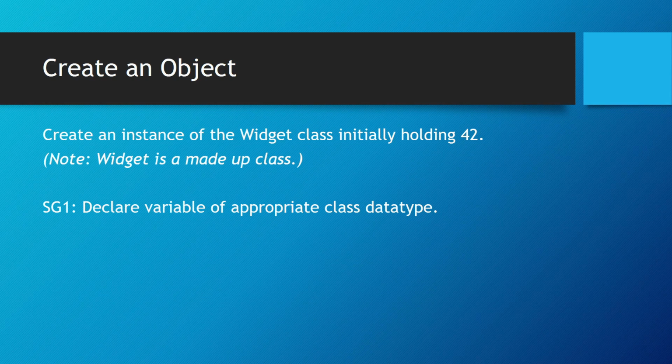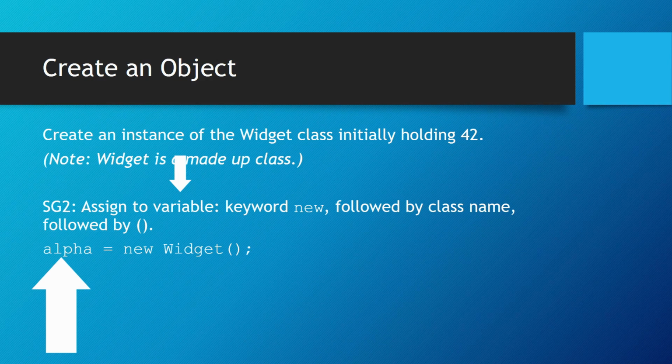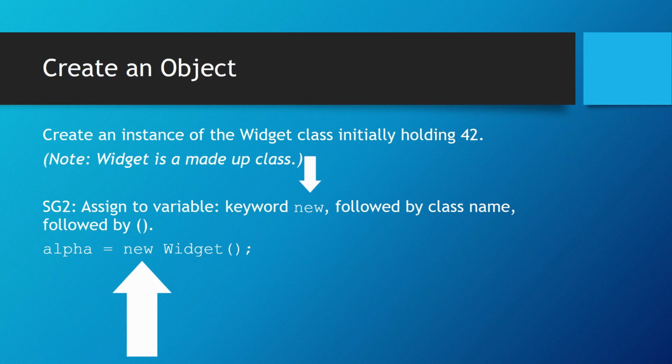Widget is a made-up class, and you will not find it in the Java implementation. Subgoal 1 tells us to declare a variable of the appropriate class data type. The class data type is widget. So we have widget followed by an identifier, in this case, alpha. Subgoal 2 tells us to assign to the variable the keyword new, followed by the class name, followed by open and closed parentheses. So we have alpha is assigned the value new widget.